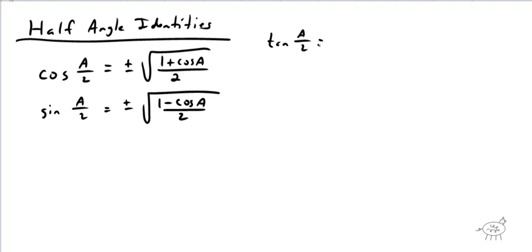There are actually three of them for tangent. You kind of have your choice of what to do. And the first one is really similar to cosine or sine because it's tangent, sine over cosine. So tangent of A over 2 is the sine of A over 2 divided by the cosine of A over 2. So the 2's would cancel out, and you get plus or minus the square root of 1 minus the cosine of A over 1 plus the cosine of A. Right? Just look at, again, your sine over cosine. Okay? And there's a little simpler version.